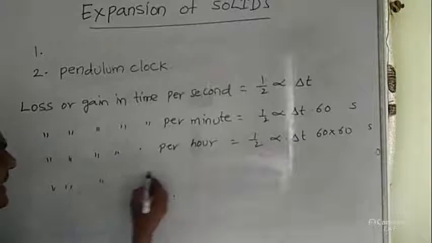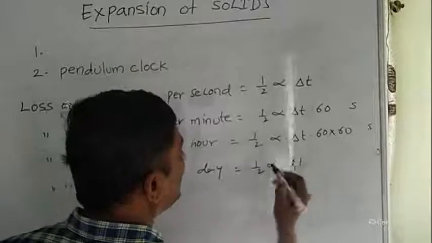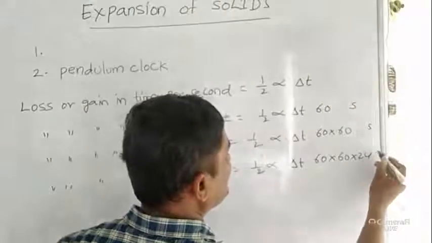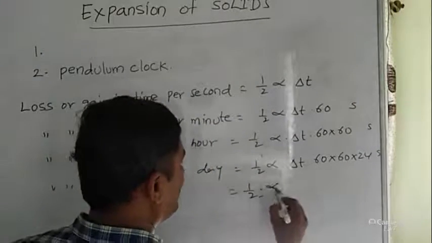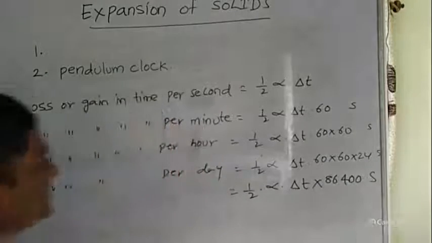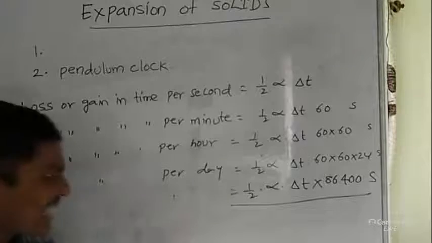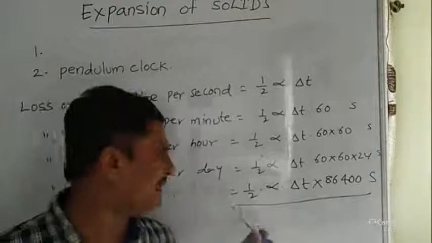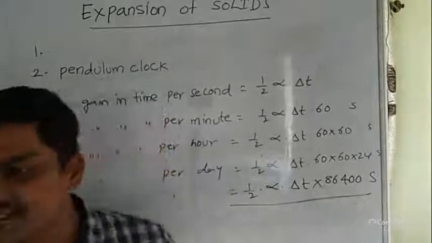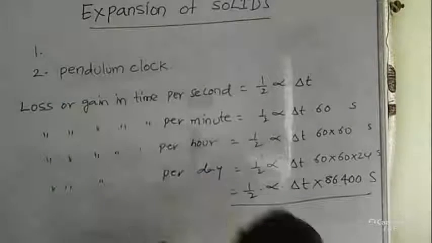Loss or gain in time per day equals 1 by 2 into alpha into delta T into 60 into 24 seconds, which is equal to 1 by 2 into alpha into delta T into 86,400 seconds. So this is a very important formula. In the case of pendulum clocks, loss or gain in time per day equals 1 by 2 into alpha into delta T into 86,400 seconds. This is about pendulum clocks.